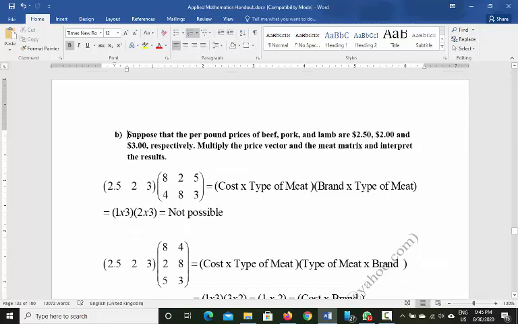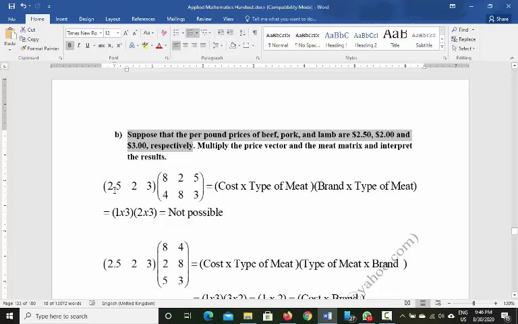Now the second question. Suppose that per pound prices of beef, pork and lamb are this respectively. That means beef price per pound is $2.50, pork price per pound is $2, and lamb price per pound is $3. So multiply the price vector and the meat matrix and interpret the result. So this is the price vector: 2.5, 2 and 3.